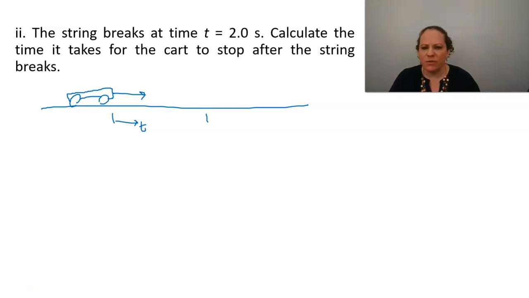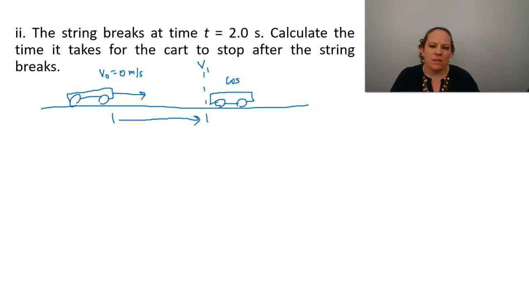I'm actually going to draw that a little bit differently. So our cart is just being pulled and it's going to move. It had an initial velocity of 0 meters per second here, and so it's going to have some velocity that I'm going to call V1 here. And then the string breaks, and now the cart is going to be coasting to a stop.